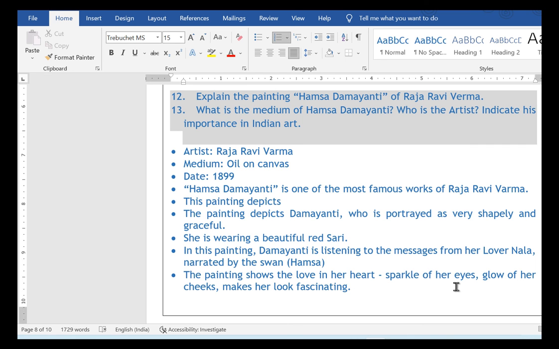The next question is on Hamsa Damayanti. Explain the painting Hamsa Damayanti. What is the medium of Hamsa Damayanti? Who is the artist? Indicate his importance in Indian art.